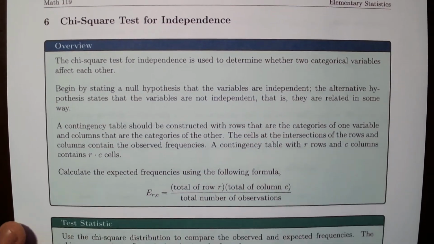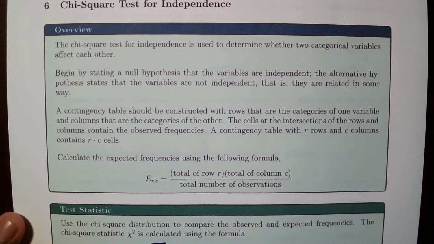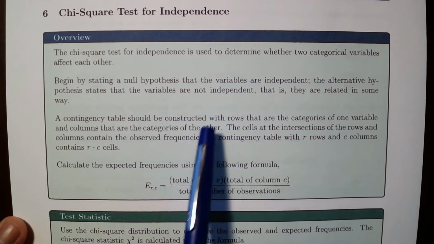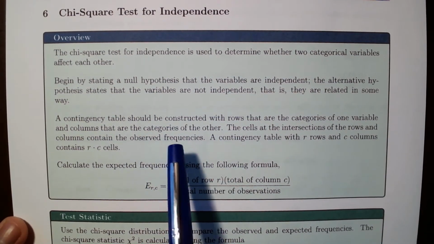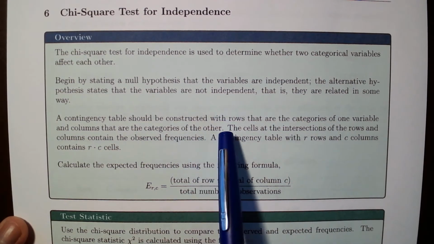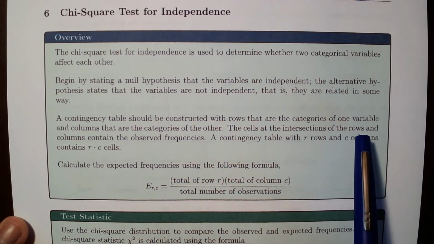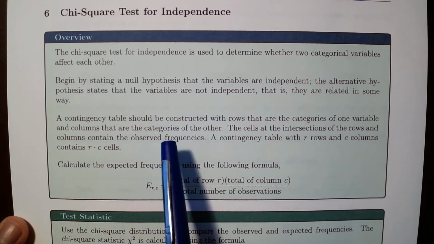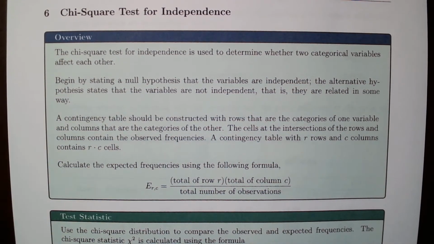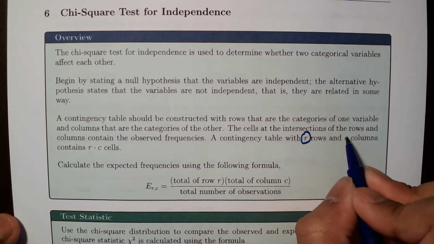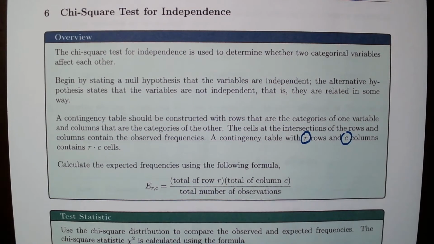So in this case, a contingency table should be constructed with rows and columns that describe the categories and the numbers of observations. The cells at the intersections of the rows and columns contain the observed frequencies. And a contingency table will have R number of rows and C number of columns.